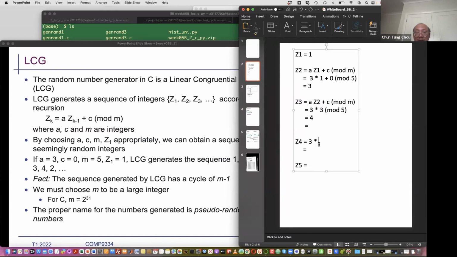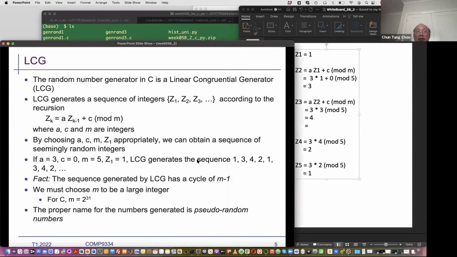3 times 4 mod 5, and that will be 2. Okay, Z5 will be 3 times 2 mod 5, and that means it will be 1. So what you see is it actually goes back to 1. Once it's gone back to 1, it goes in a cycle. And so what you see here is this generator actually goes in a cycle 1, 3, 4, 2, 1, 3, 4, 2.